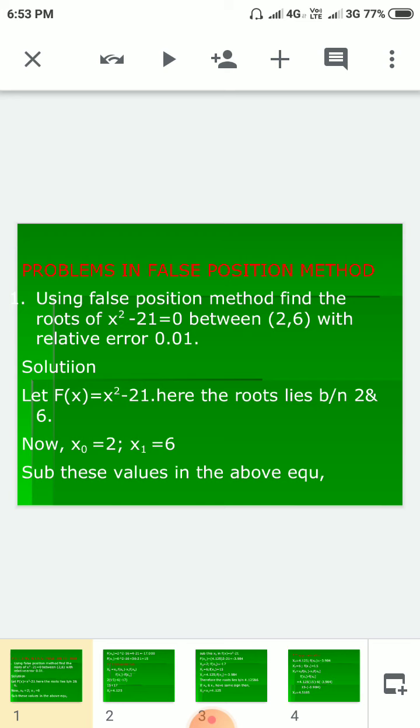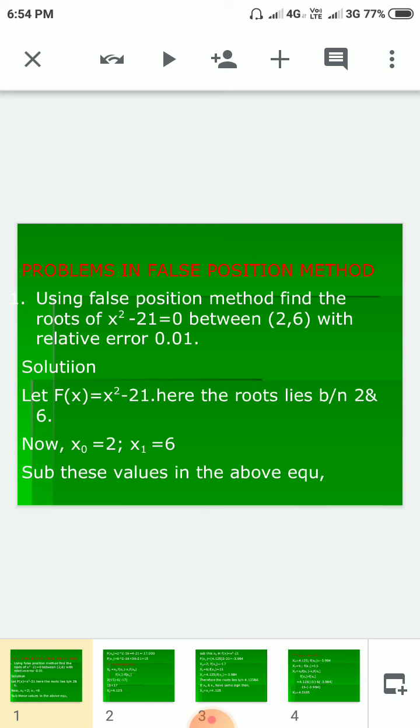So listen carefully, girls. Using the false position method, find the roots of x squared minus 21 is equal to 0 between 2 and 6 with a relative error of 0.01. So let us move to the solution. Let f of x is equal to x square minus 21. It is given in the question itself that the root lies between 2 and 6.